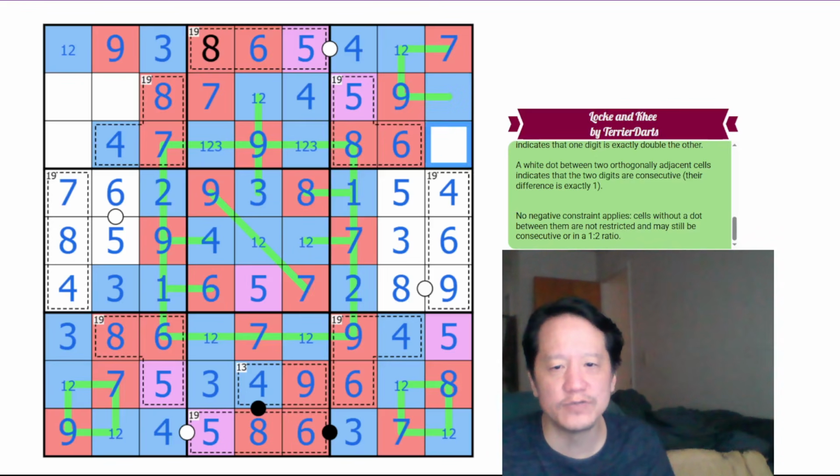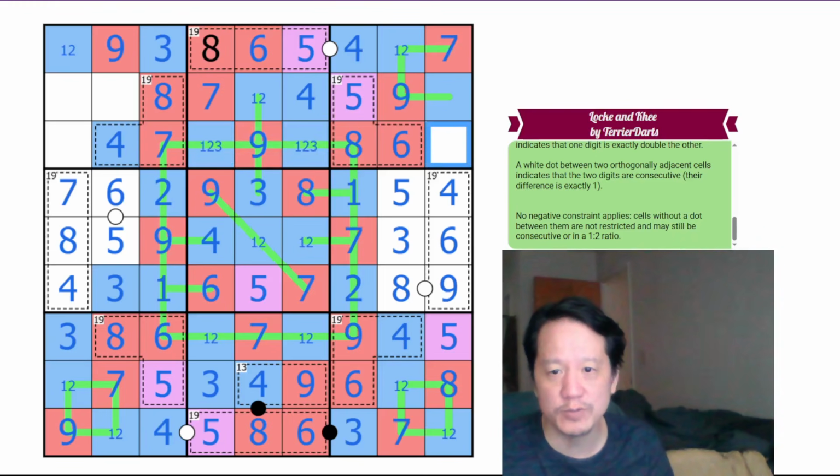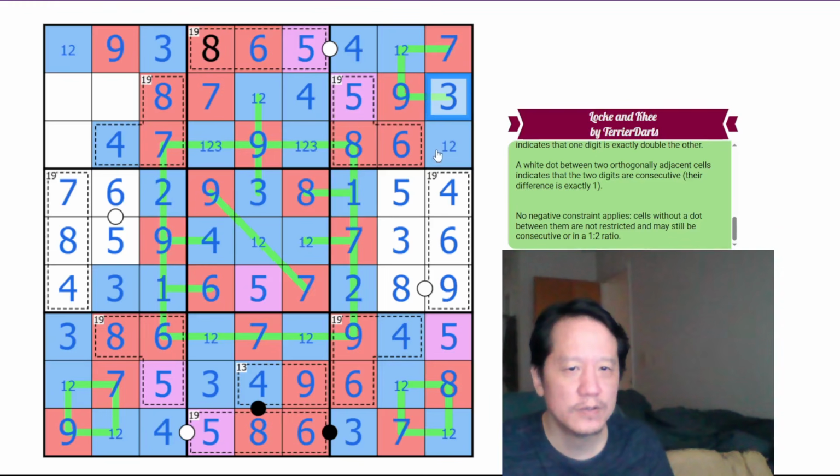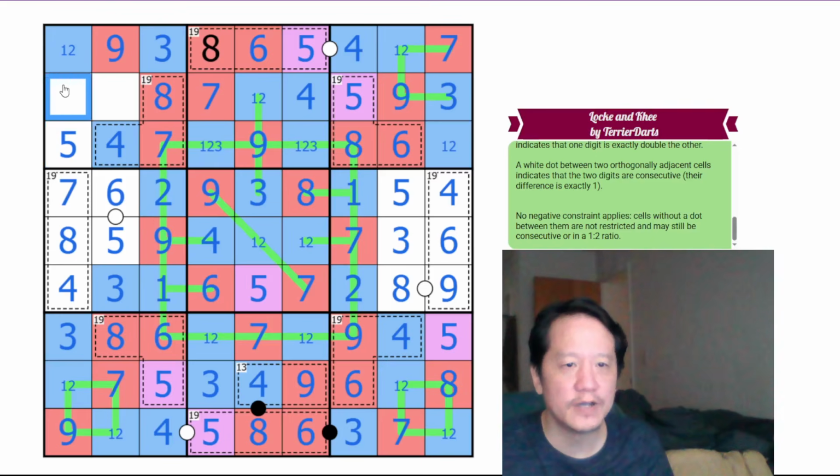Actually, we don't know if that's... cannot be 3, because one of these two is a 3. So this must be 1 or 2. And this must be a 3 here. So we have 4 lows accounted for in row 3, and we have 4 highs, so this is 5. That leaves this as a 6, and this is 1 or 2.